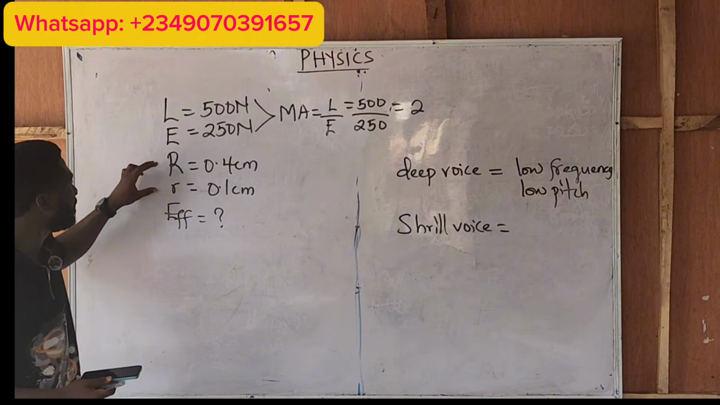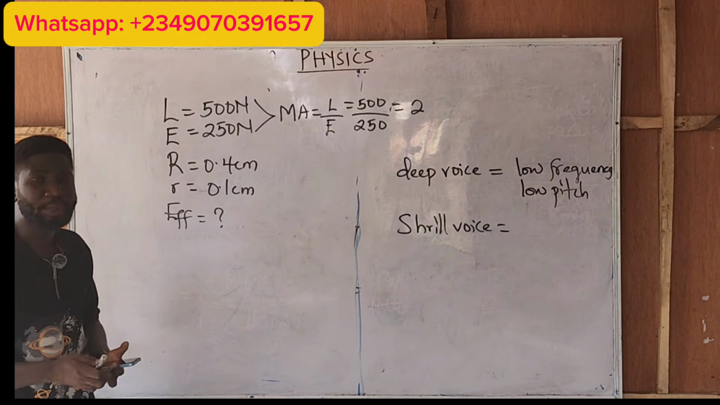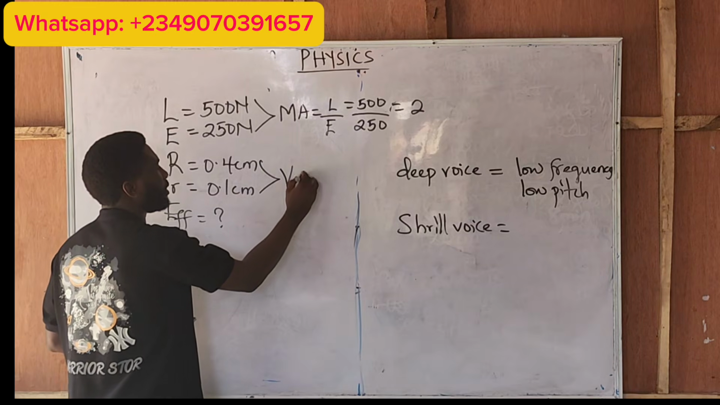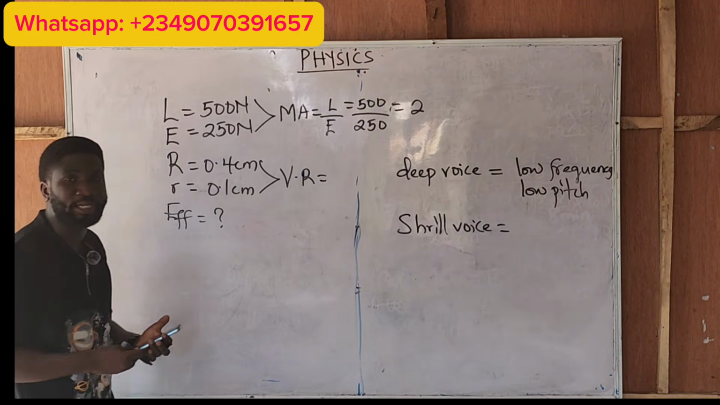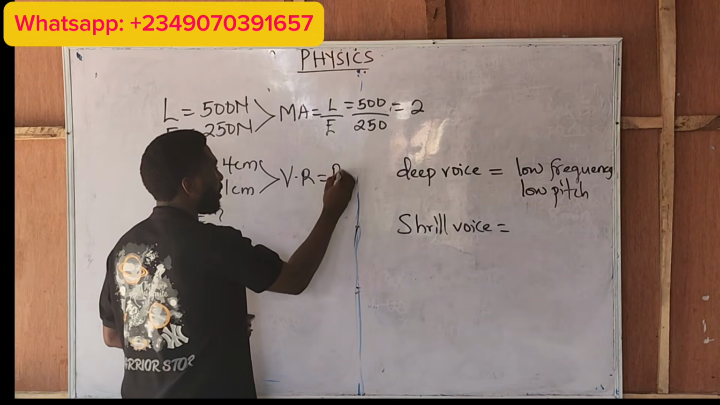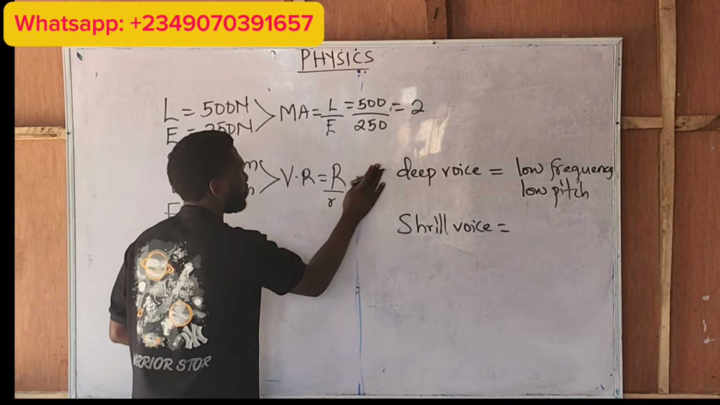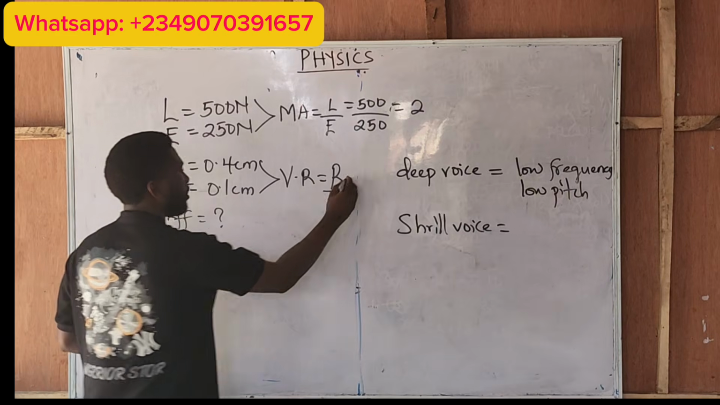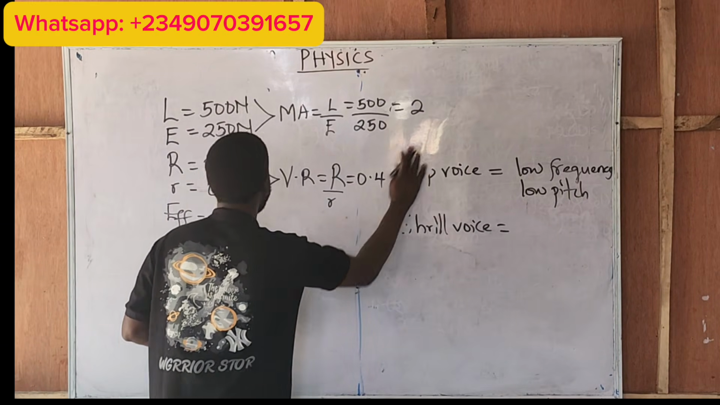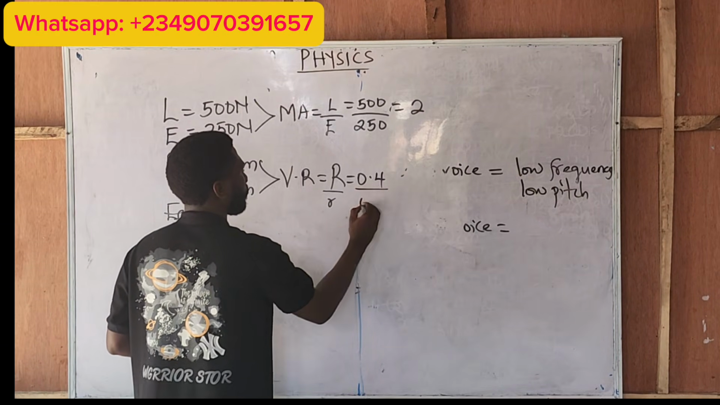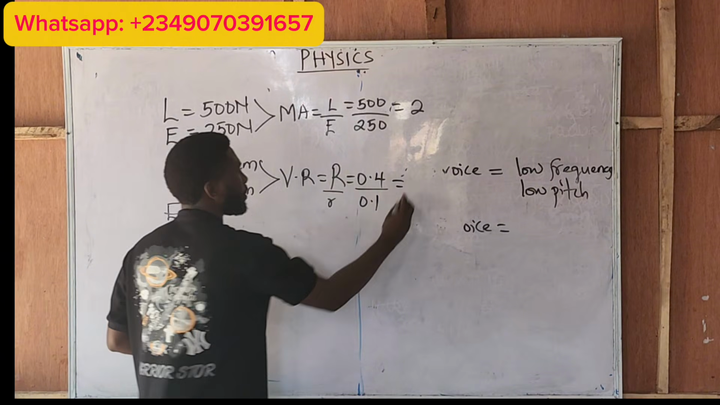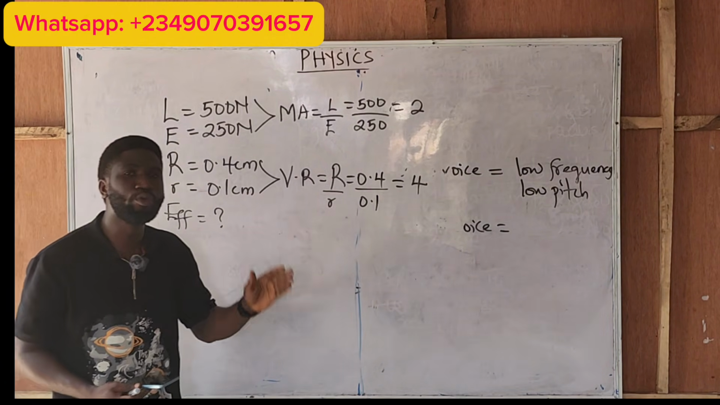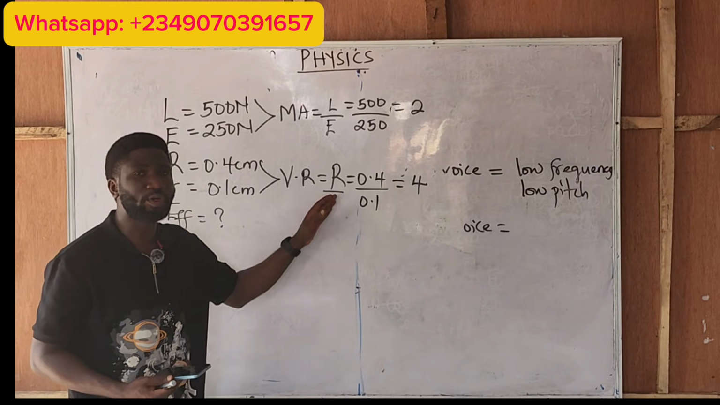So now we have the big R and then the small r. And for the wheel and axle, you need to get the velocity ratio. And what do we do in getting velocity ratio? Velocity ratio for the wheel and axle is known to be big R over small r. And the big R there is 0.4, while that of the axle is known to be 0.1. So if you divide this now, we are going to have 4. Also taking note that velocity ratio has no units.